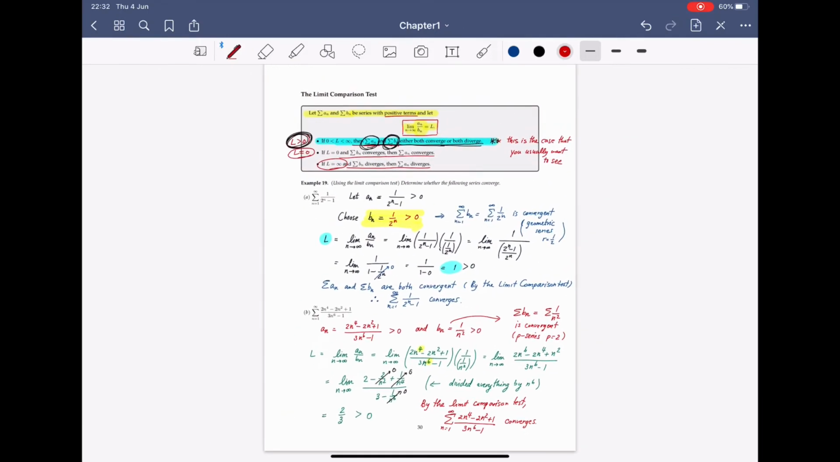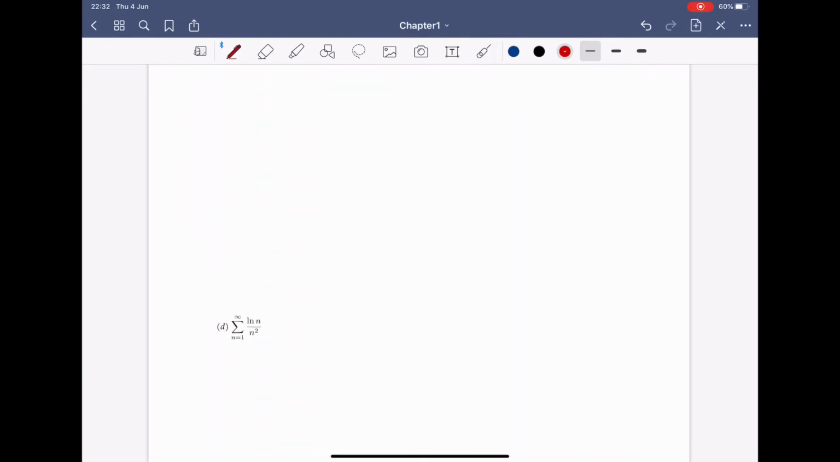So let's do part C. Suppose that we have the summation of 1 over 2n minus square root n. So I am going to let my an be this thing.